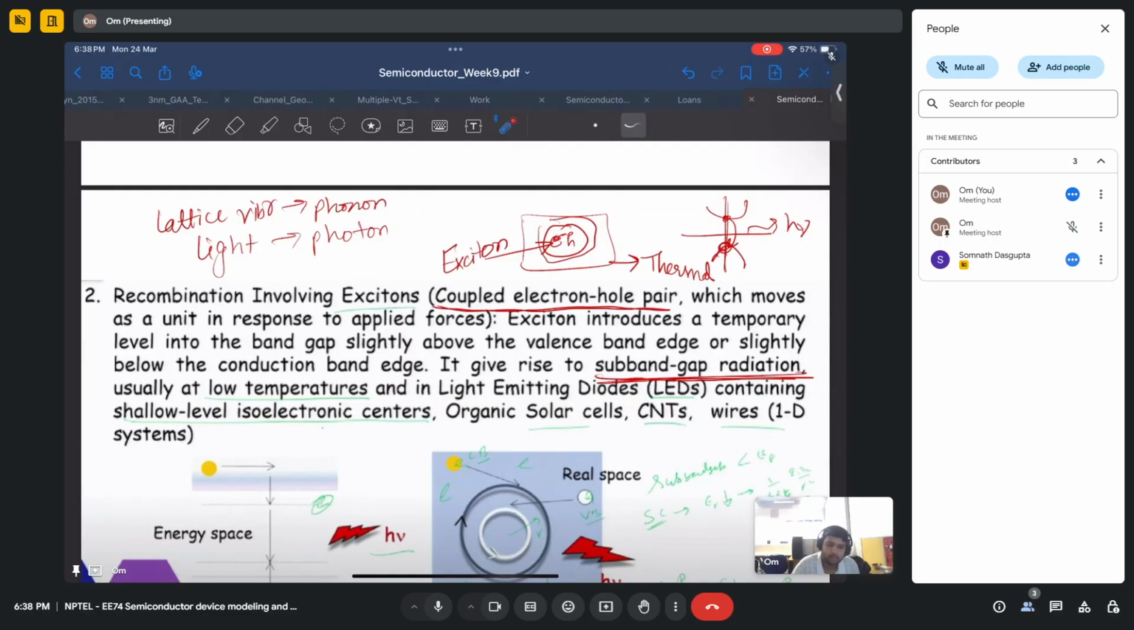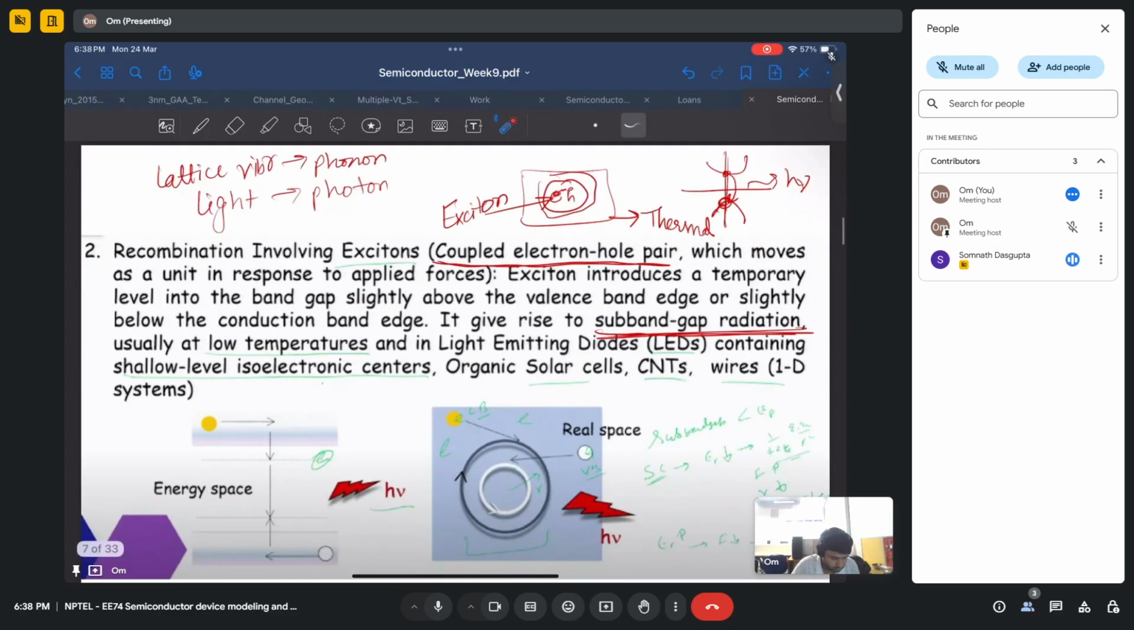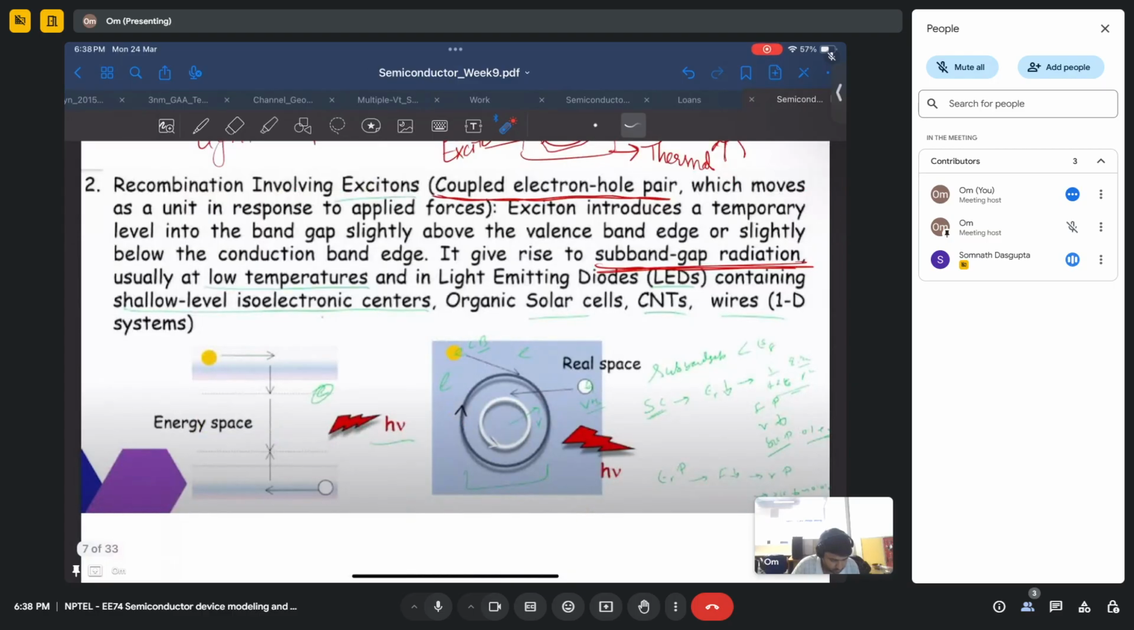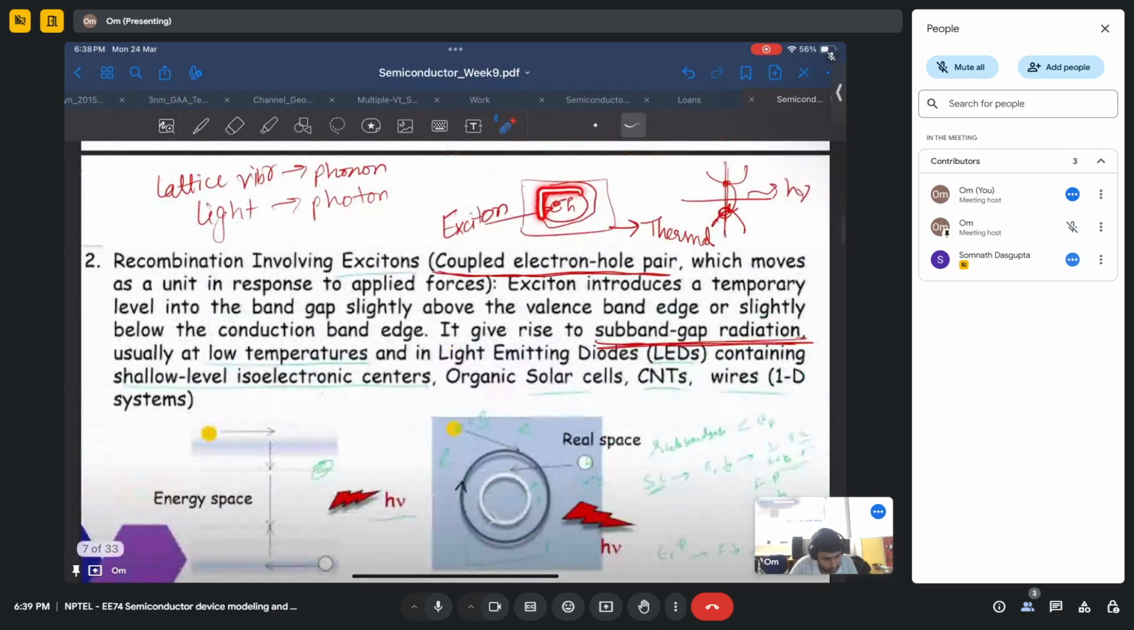Yes. They are excitons. The combination of this electron and hole is called an exciton.